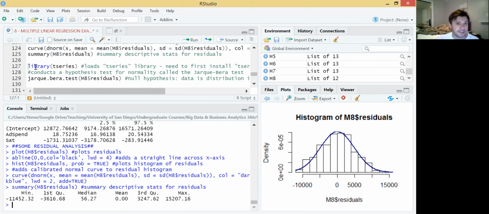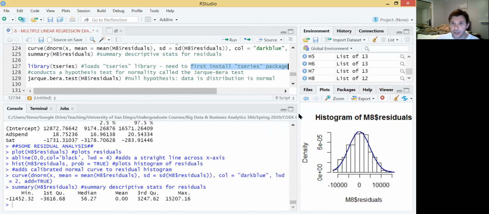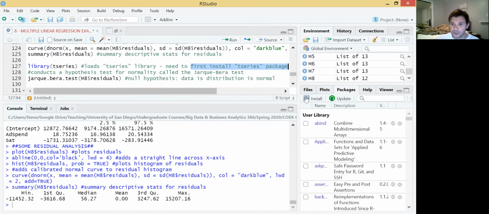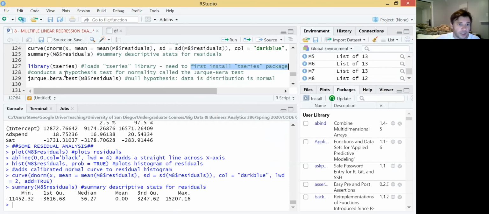But what we're going to do next is load a library called tseries. And you may need to first install the tseries package to do this. So in the bottom right, you click on Packages, you click on the Install button. If you type tseries, you'll see it comes up there. You click that, you hit install, install the dependencies as well, and you should be good to go. But let's load up this library.